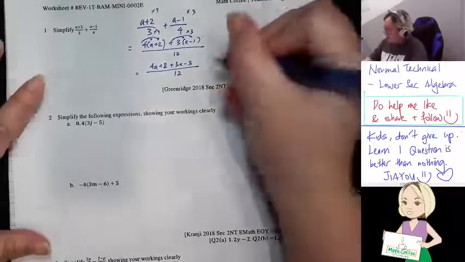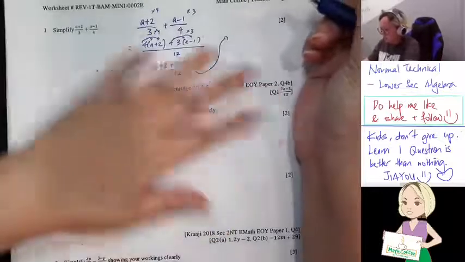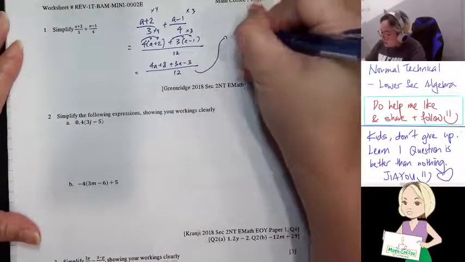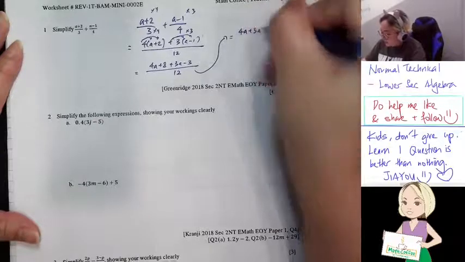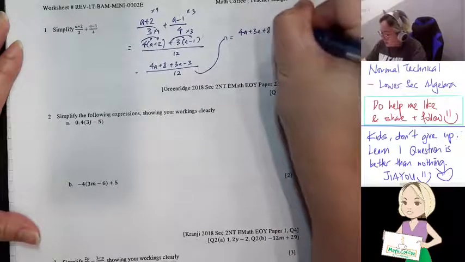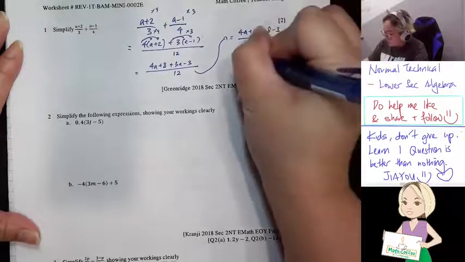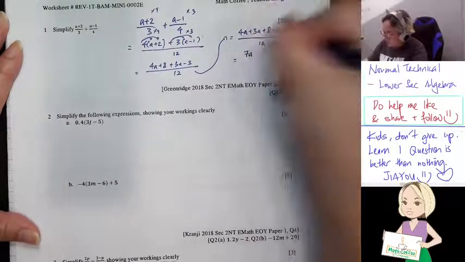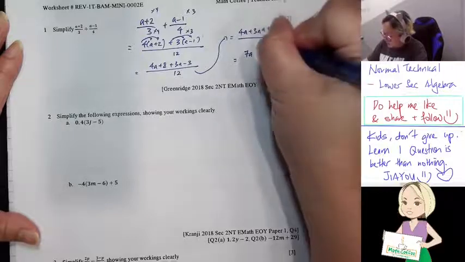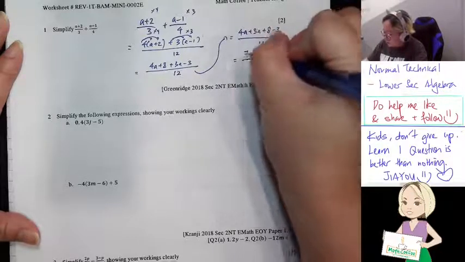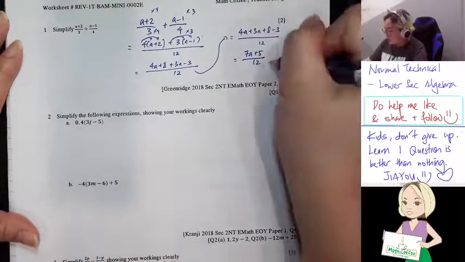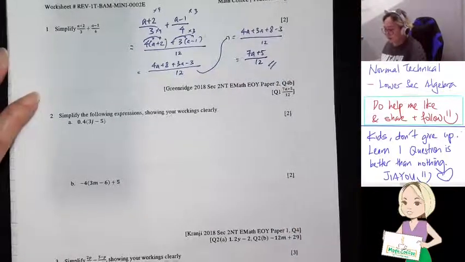Okay, so then of course we are not done yet. We are supposed to simplify it. So we will have 4a plus 3a, and then after that we have plus 8 minus 3, the whole thing over 12. So 4a plus 3a is 7a, plus 8 minus 3 is plus 5. Then after that the whole thing over 12. And this is the simplest version. You cannot simplify further. So this is the final answer.